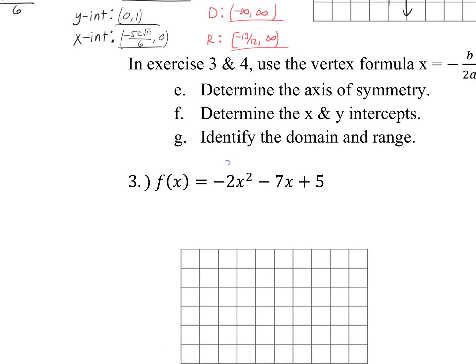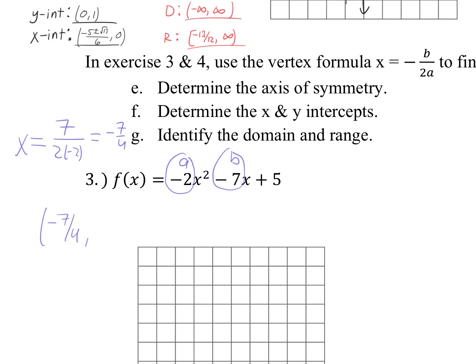So then a is this number that's in front of the x squared, b is the number in front of the x, the negative 7. So if I do x equals negative b over 2a, this is going to get me x equals 7 over 2 times negative 2, which is negative 7 over 4. So I know for sure that that's negative 7 over 4 comma something. To figure out what the something is, just plug this into your original equation.